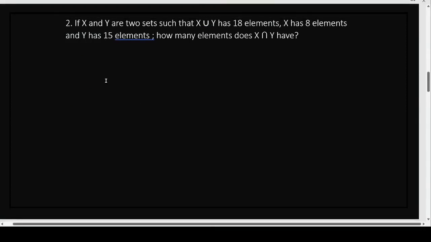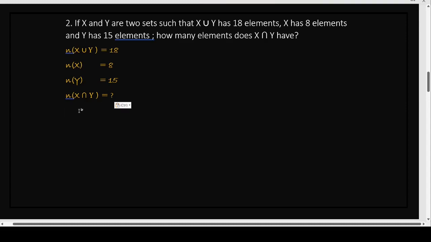The second question. If X and Y are two sets such that X union Y has 18 elements, X has 8 elements, and Y has 15 elements, how many elements does X intersection Y have? It's not much different from the first one. We'll get the solution pretty easily. We'll write down all the values with the usual notations. n(X union Y) is 18, n(X) is 8, and n(Y) is 15.